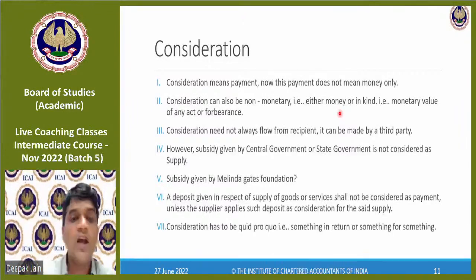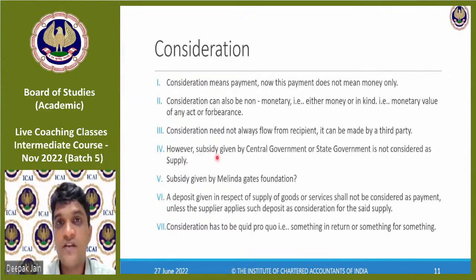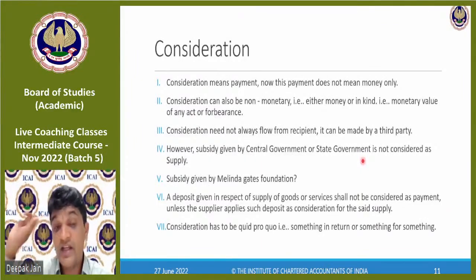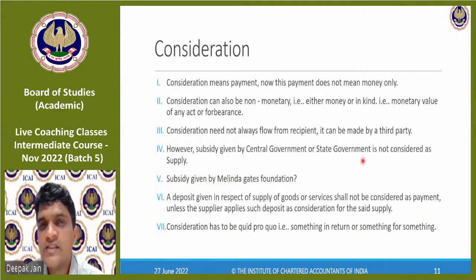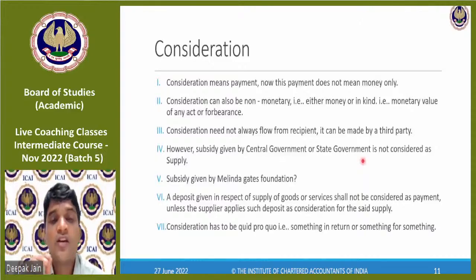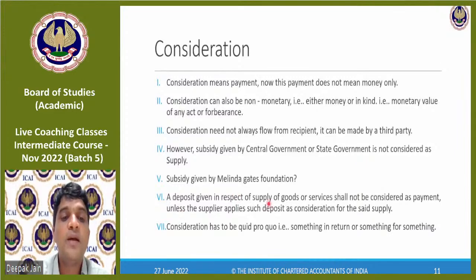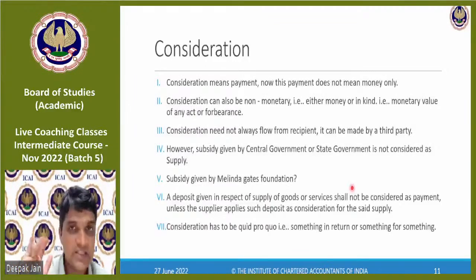However, what is excluded from the definition of consideration is subsidy given by central government or state government, which is not considered as a supply. So any consideration given by the central government, state government, local authorities, municipal authorities, they are all not covered. It should be supplied by the central government or state government, only then it is an exclusion from consideration. Subsidy given by Melinda Gates Foundation. So it's a big foundation. If they are giving you consideration, is it liable to GST? Yes, it is still liable to GST, because they are not central government or state government.